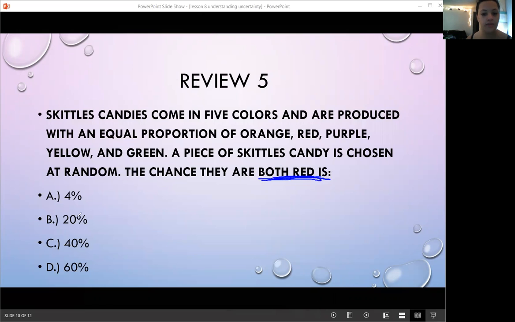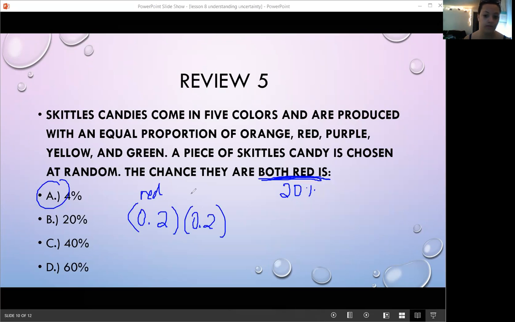So the answer to this 5th review is going to be 4%, choice A. So remember, these choices are independent of each other. What happens to one isn't going to influence the other. So our chance of red is 20%, as we talked about in the last one, because they're all equal. And then remember, if you want to find out that they're both red, you want to multiply those probabilities. So that's going to be 0.2 multiplied by 0.2. So this is basically the probability of red times the probability of red, which is going to give you 0.04, which is equal to 4%. So that is A.